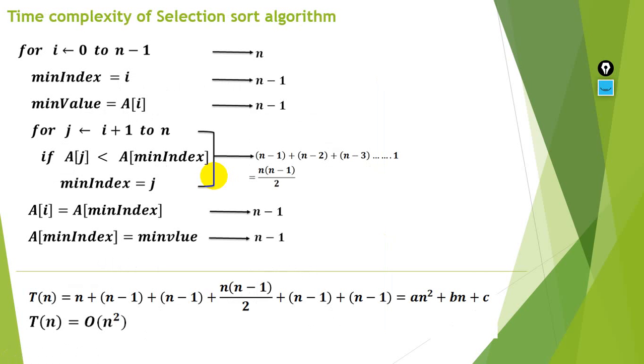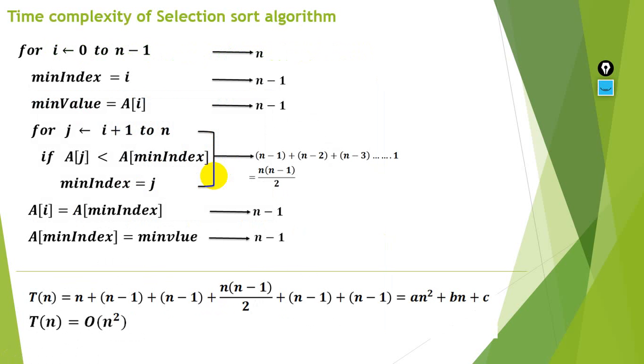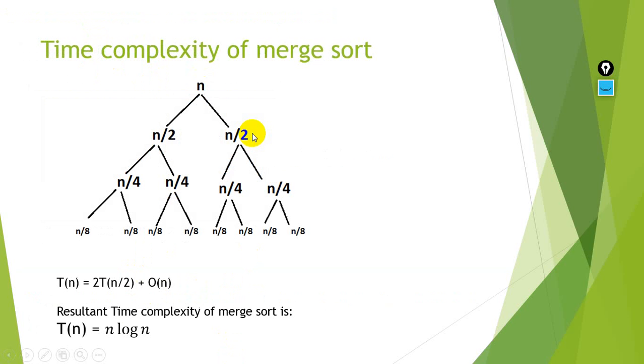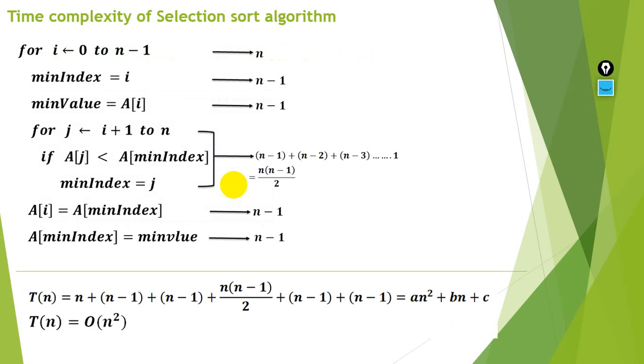Now in today's topic, I will discuss the time complexity of selection sort and the time complexity of merge sort. First of all, I will explain the algorithm, how it works, then we will find the time complexity. I will also explain the merge sort algorithm and how it works, and then I will explain the time complexity of merge sort. So first of all, let me explain the algorithm for selection sort.